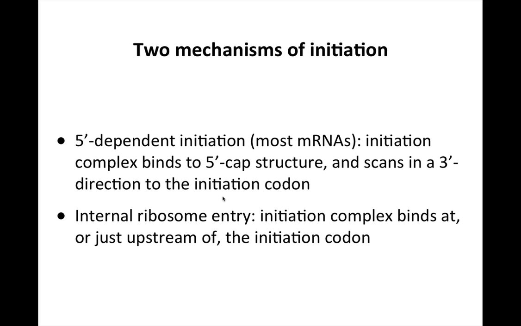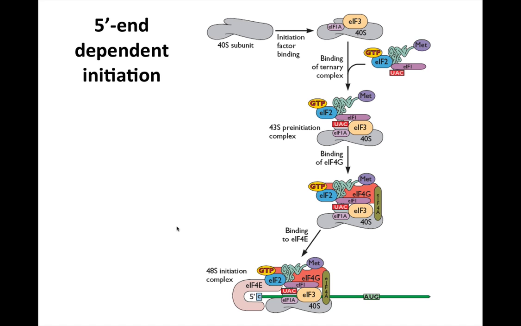But viruses lead the way. Internal ribosome entry was discovered on viral mRNAs. This is when the initiation complex binds near the initiation codon. It does not bind at the 5' end, as does the ribosome in the other mechanism. And this was initially discovered in viral genomes, but now is known to occur in cells as well.